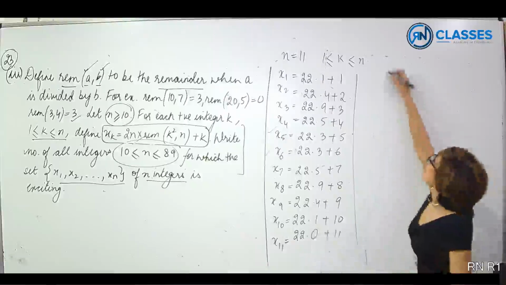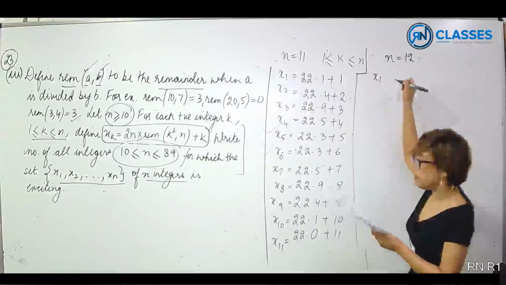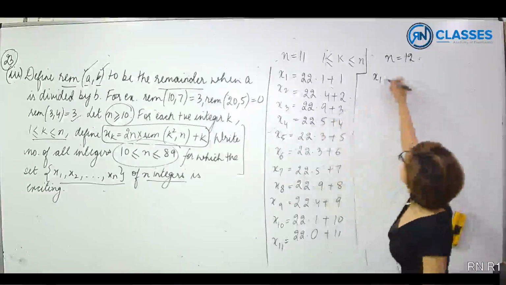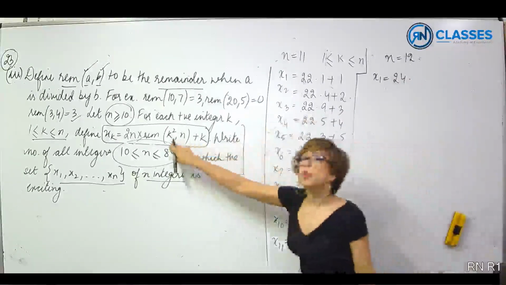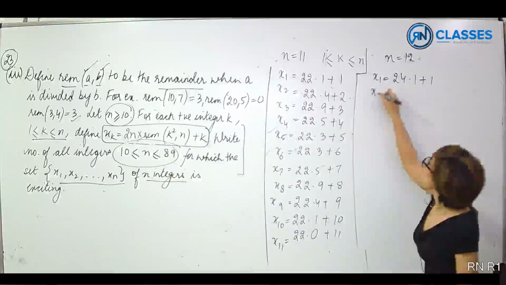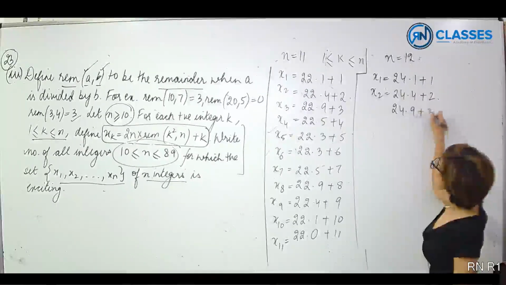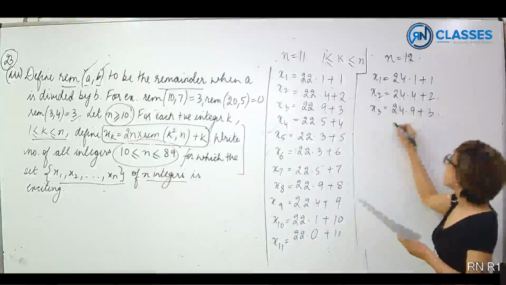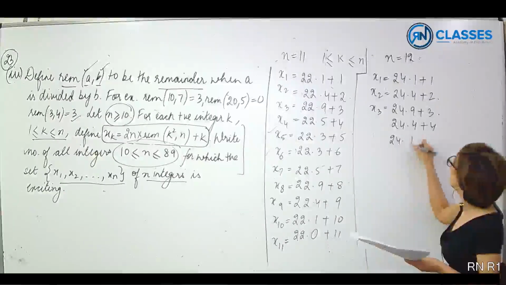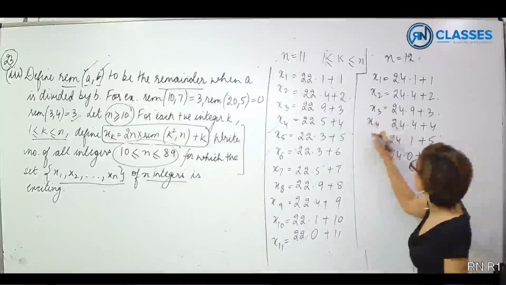Right? Next, we can take n as 12. Let me write that one also. So that means I'll write x1 first. So x1. Now 2 into 12, that would be 24, into the remainder when 1 square is divided by 12. So I understand that is 1 plus 1. Cool. Next would be 24 into 4 plus 2. Next would be 24 into 9 plus 3. Right? Next would be 24 into 4 plus 4. Then 24 into 1 plus 5. Then 24 into 0 plus 6. Can you see the pattern again?